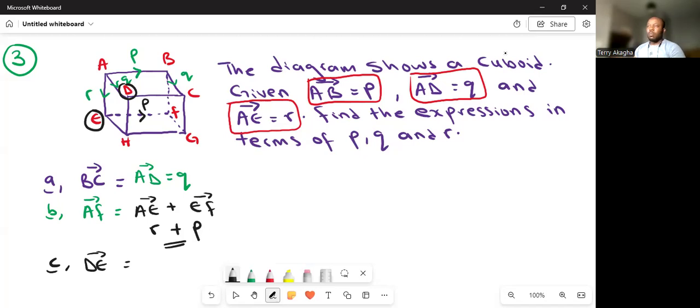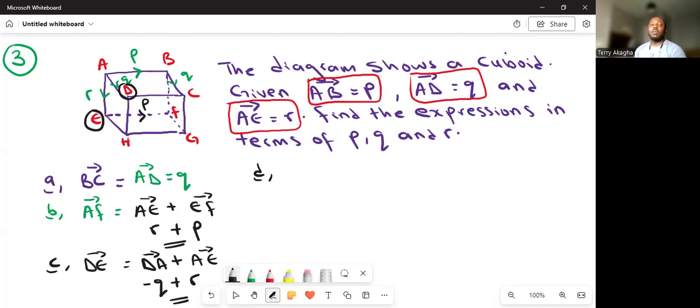Okay, so I'm going to go D to A plus A to E. Now, D to A is the opposite of AD because AD was Q. So DA is going to be minus Q, plus AE, which is R. So it'll be minus Q plus R.